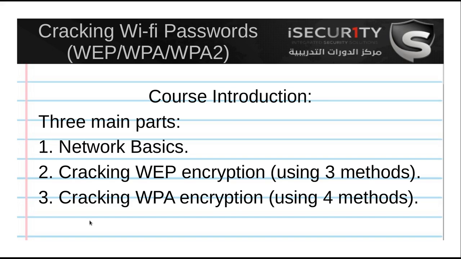After we do that, we're going to move to WPA. We're going to again understand how WPA works and what's the difference between WEP and WPA and what's the weakness in WPA that allows us to crack this encryption. WPA and WPA2 are similar. They can be cracked using the same methods. We're going to talk about this in more detail once we move to that part. And again, we're going to talk about four methods to crack WPA, going from slow to quicker methods of cracking it.